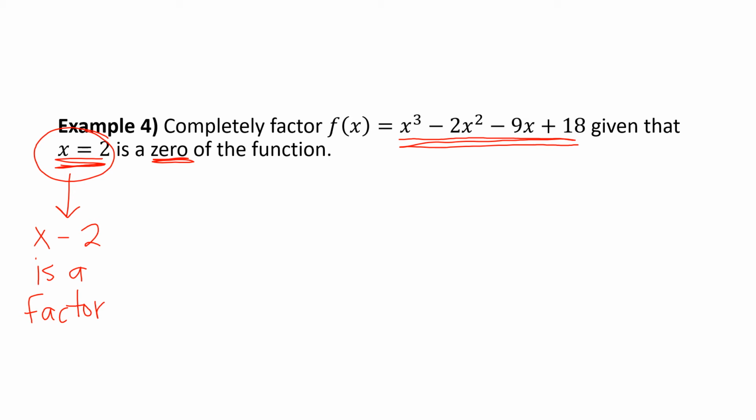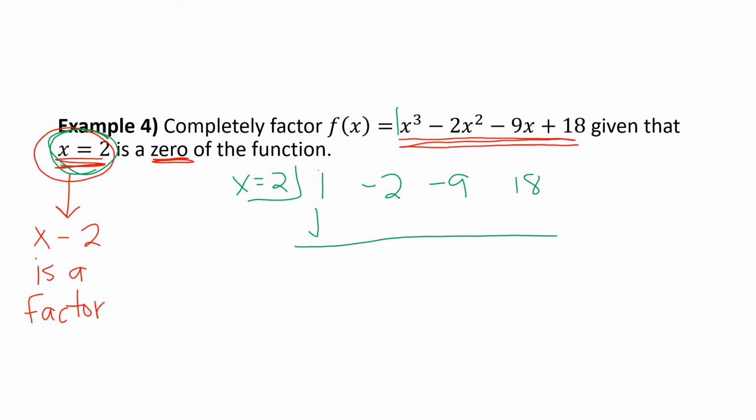So here we're going to set up some synthetic division. I've got 1x cubed minus 2x squared minus 9x plus 18. And then in the box, remember, you're always writing what x equals in the box. So this is x equals 2. And we drop the leading coefficient, and then we're going to multiply.